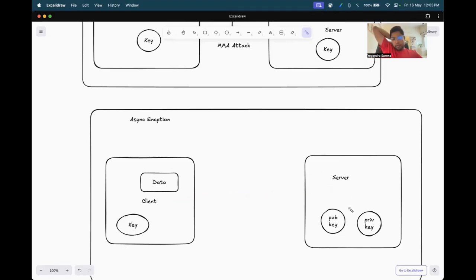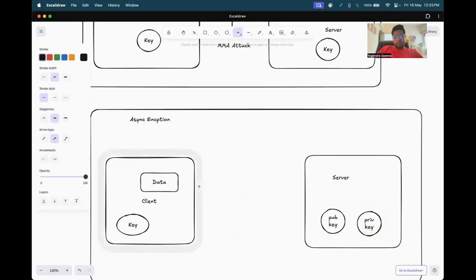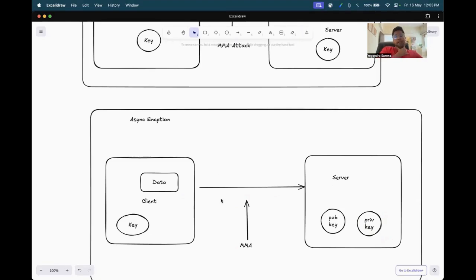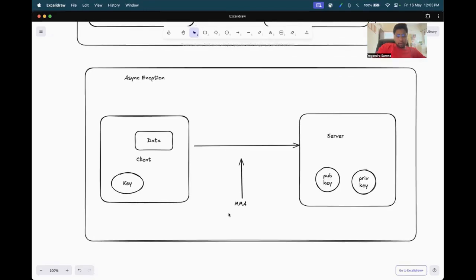Now the server can decrypt the key because only the server has the private key. The man in the middle attack won't happen because they don't have the private key, and this can only be decrypted using the private key. So the man in the middle attack is not possible, right?